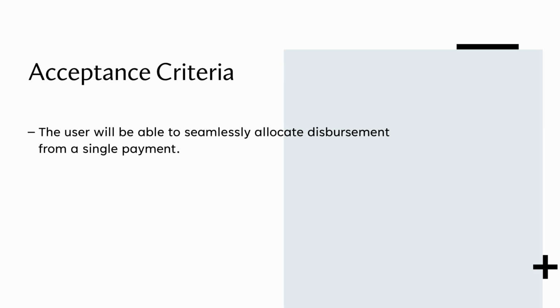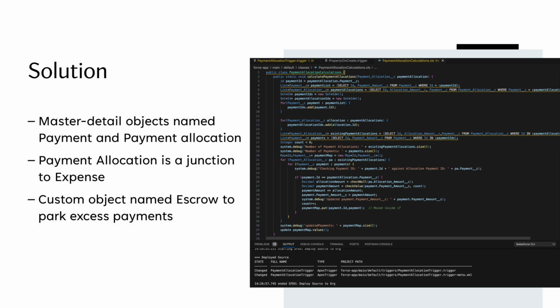Okay, the acceptance criteria. The user will be able to seamlessly allocate disbursement from a single payment. And this is just a snapshot of the Apex class that we use, and I'll show you the code, but the solution was master detail objects named payment and payment allocation.